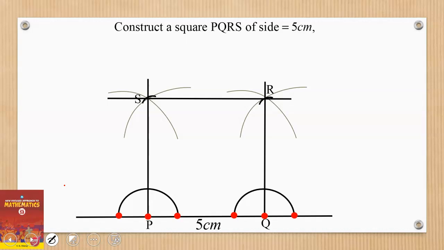If it were a rectangle, you use the dimensions, but you still draw two perpendicular lines, and you can easily get your rectangle. Now let's take another example.